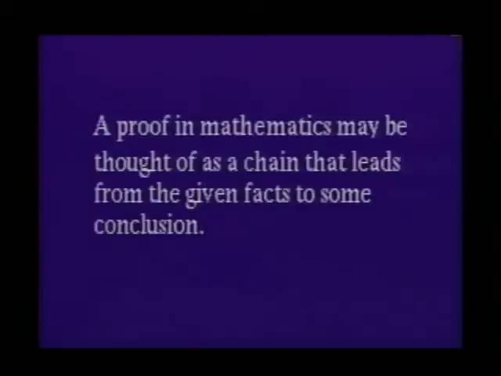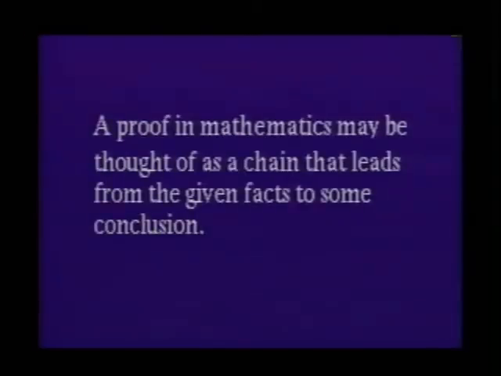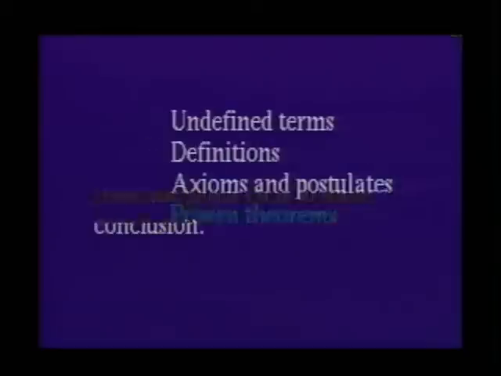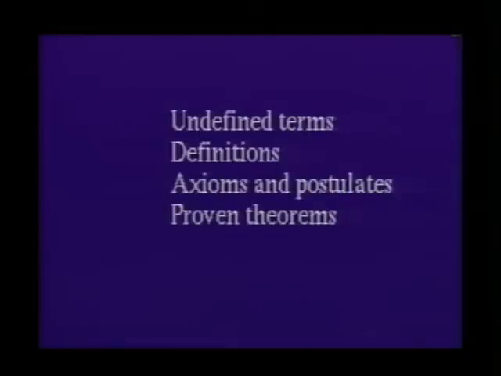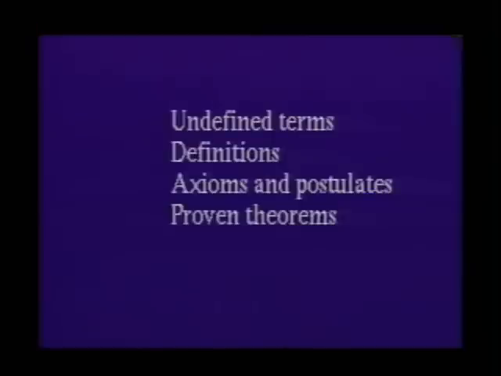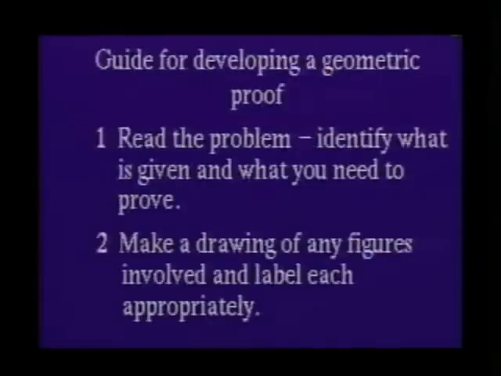We are now ready to begin constructing simple proofs. A proof in mathematics may be thought of as a chain that leads from the given facts to some conclusion. Each link in the chain is a statement whose correctness is supported by a valid reason. Those reasons consist of undefined terms, definitions, axioms and postulates, which are mathematical statements that are assumed to be true, and previously proven theorems. Here is a guide for developing a geometric proof.